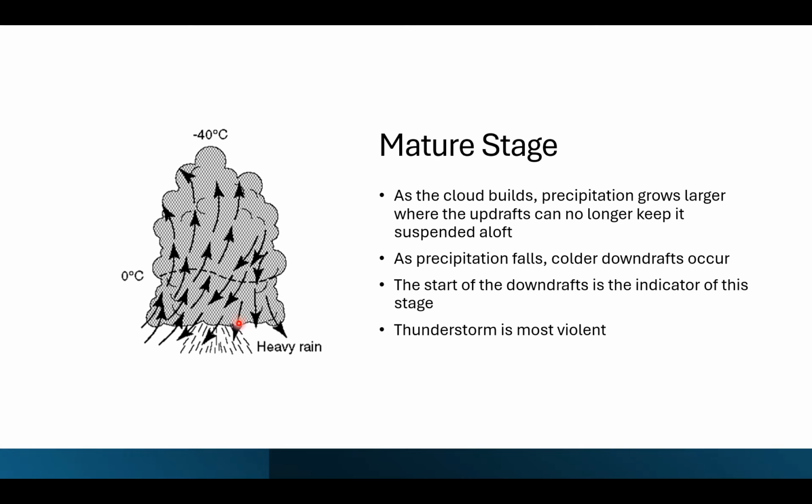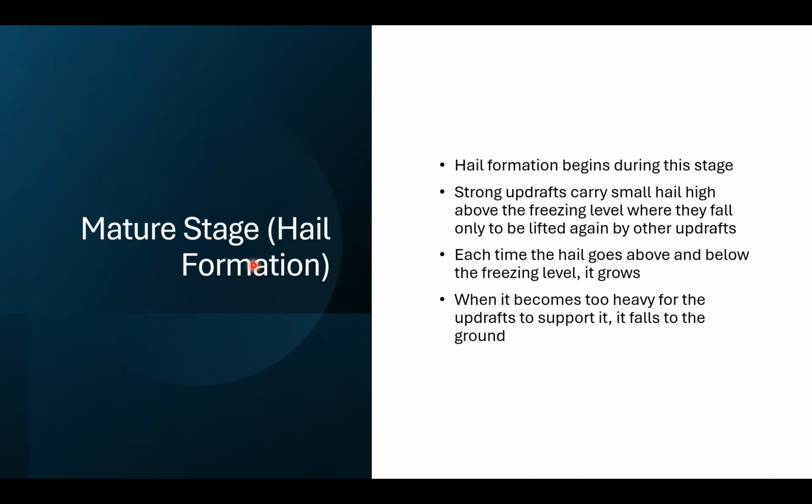You're going to have very gusty winds with these downdrafts. Again, very heavy rain showers. You'll see vivid displays of lightning as well as loud claps of thunder. And then finally, with the mature stage, we need to talk about one more thing. Hail is possible during the mature stage.